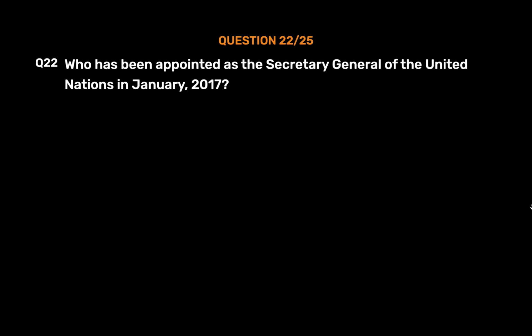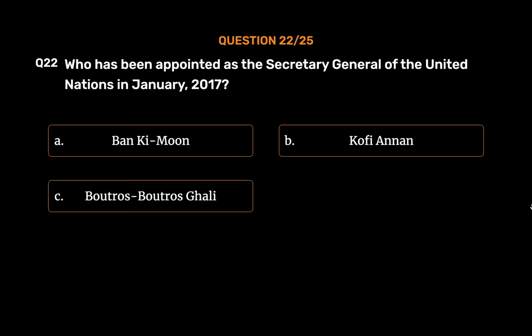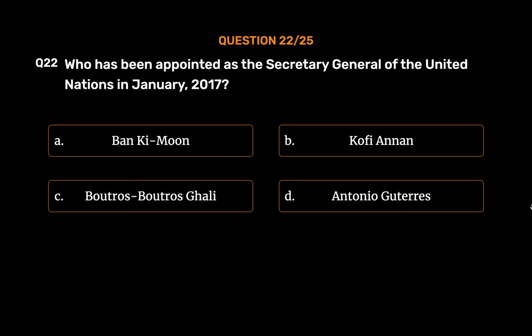Question number 22. Who has been appointed as the Secretary General of the United Nations in January 2017? Option A. Ban Ki-moon. Option B. Kofi Annan. Option C. Boutros Ghali. Option D. Antonio Guterres. The correct answer is Option D.